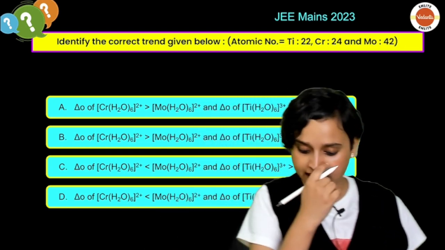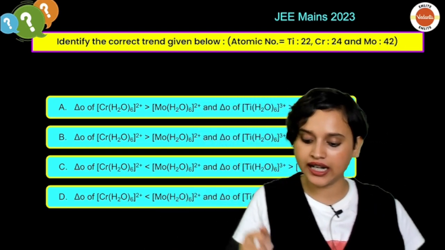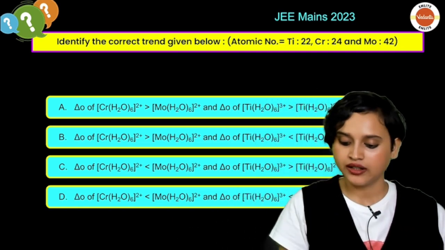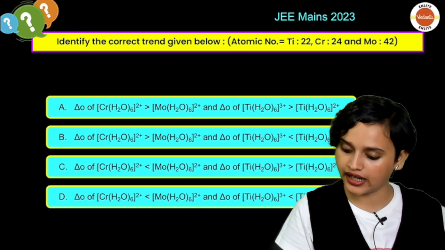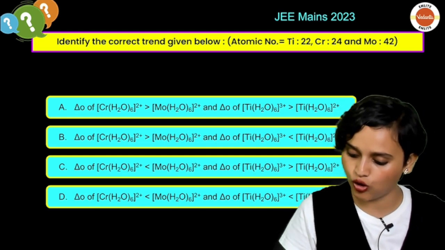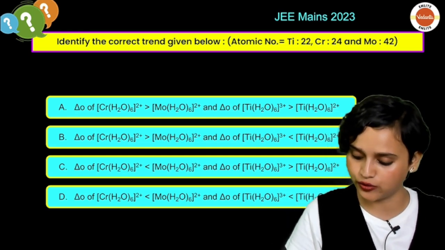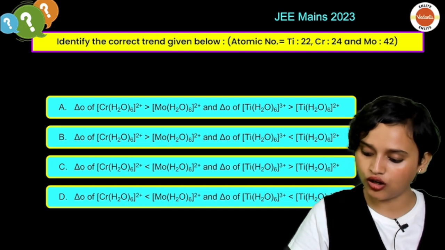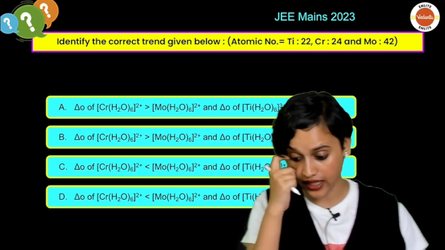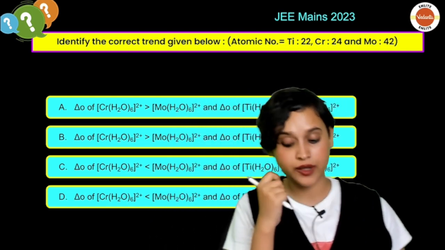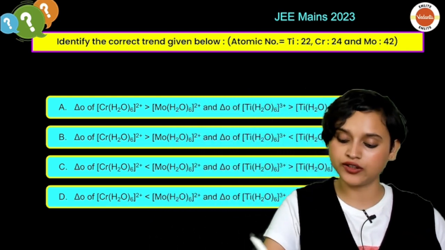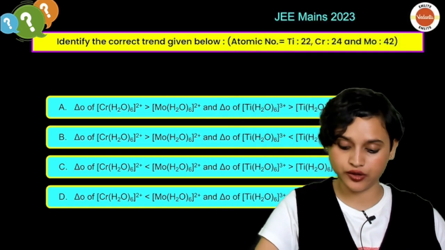Now you have to identify the correct trend given below. Delta octahedral of Cr(H2O)6 2+ is greater than Mo(H2O)6 2+. And delta O of Ti(H2O)6 3+ is greater than Ti(H2O)6 2+. If I give this to you as homework, will you be able to do it? Because I really want to give it to you as homework.